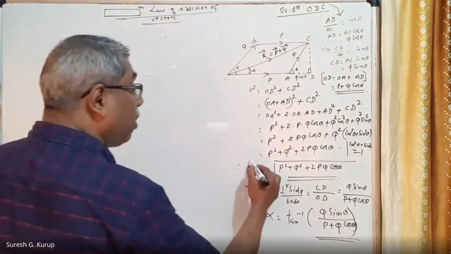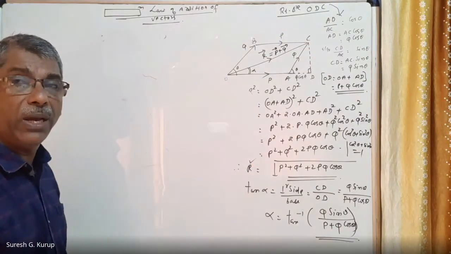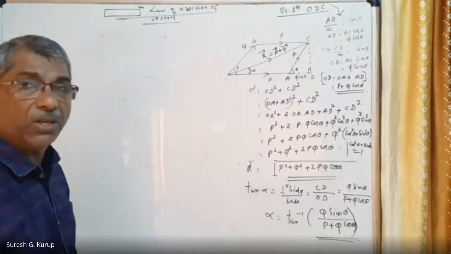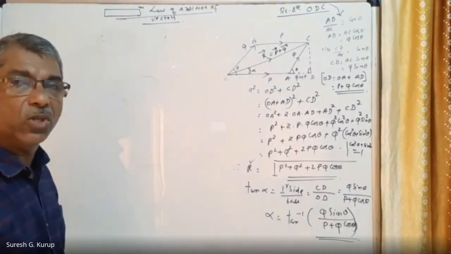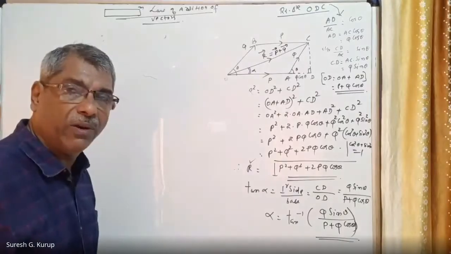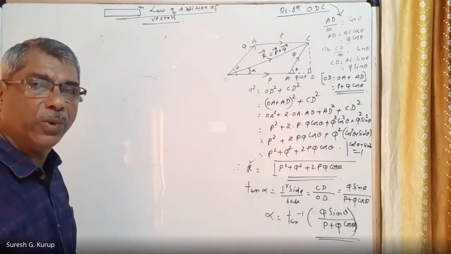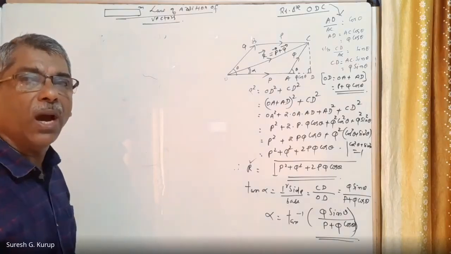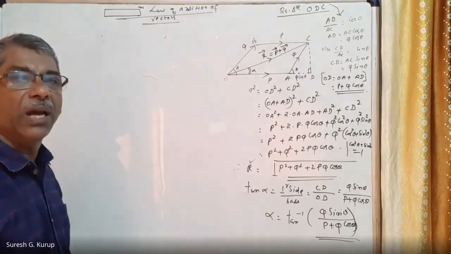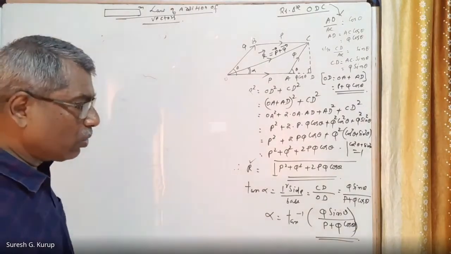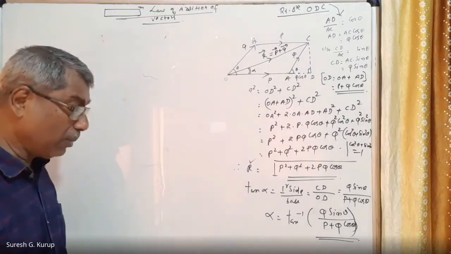So again, always remember this: R is equal to the magnitude of the resultant vector is equal to the square root of the square of the magnitude of the first vector plus square of the magnitude of the second vector plus 2 into the magnitude of the first vector into the magnitude of the second vector into cosine of the angle between the two. Always remember that. And tan alpha is equal to Q sin theta divided by P plus Q cos theta. That also you have to remember.